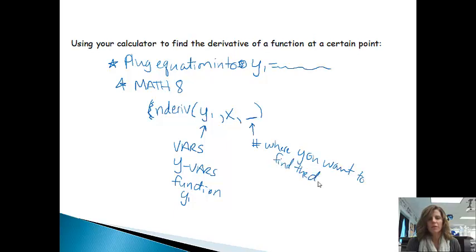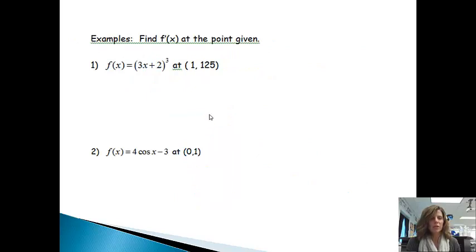So if it's at 4, you'd plug 4 in there. If it's at 8, wherever is what you're going to put in there. So that's basically the steps that you're going to do. And of course, if you press enter, it should actually give you that. So let's go ahead and try some examples. You'll notice this one says to find f prime of x at the point 1, 125. One thing that we really don't care about on this one is the y value. We really only care about the x value, so that's the only thing that I will be concerned about.